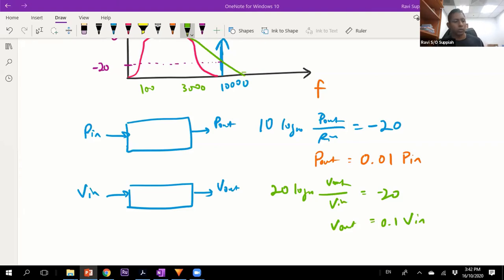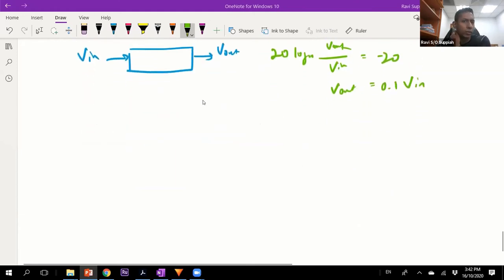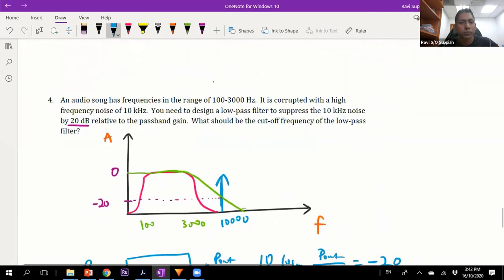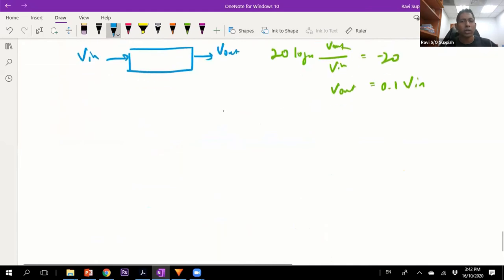So now we know that this is what we want to achieve for the circuit that we are designing. How do we go about designing this? Like we said before, normally when you design a filter, we will design active filters, because we want to make sure that the signal is amplified while you're also doing the filtering.